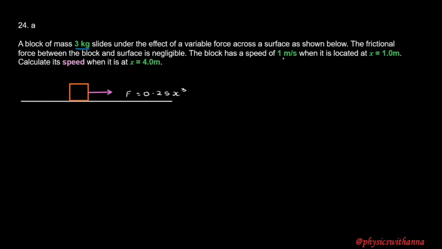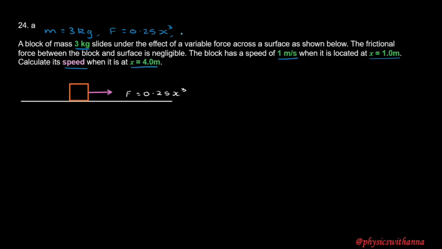The block has a speed of 1 meter per second when it is located at x equals 1 meter. Calculate its speed when it is at x equals 4 meter. So here in this question, you have a block of mass 3 kg. So I will write m equals 3 kg. And it is acted upon by a force F, which is given as 0.25 x cubed.